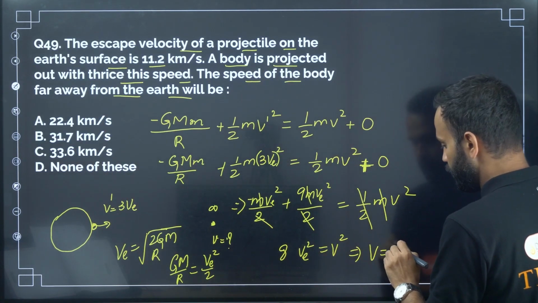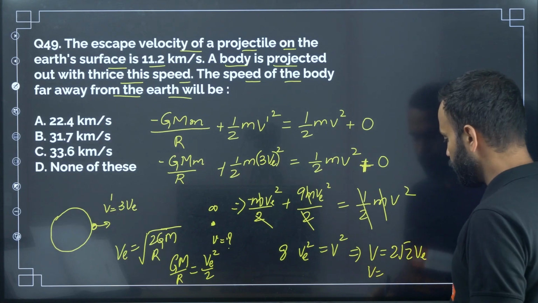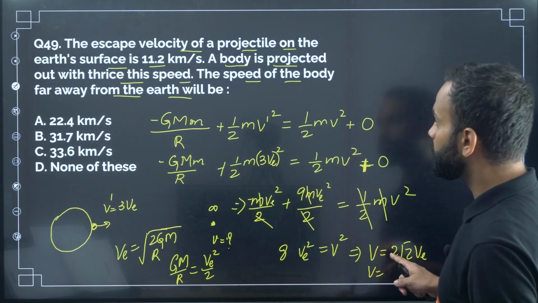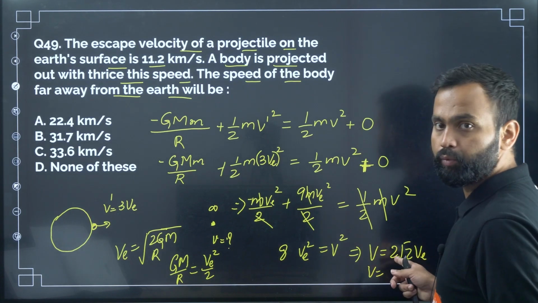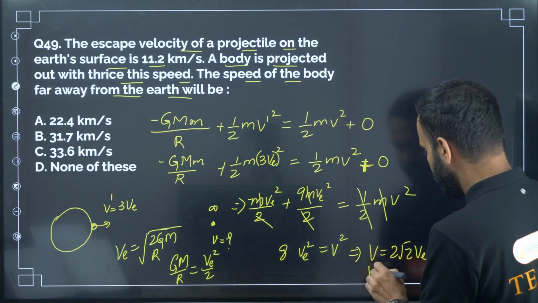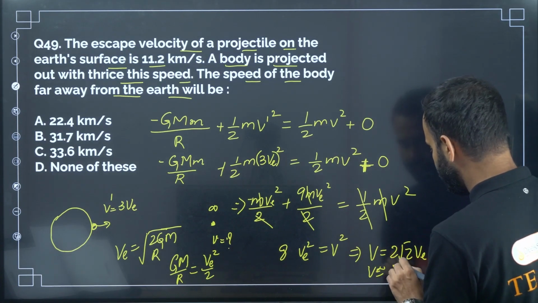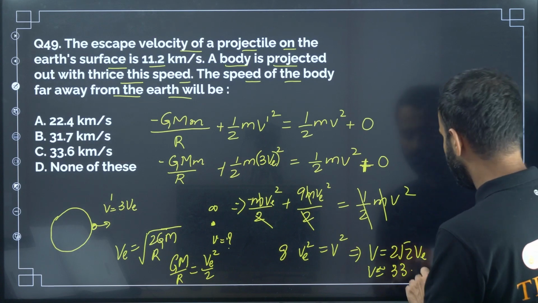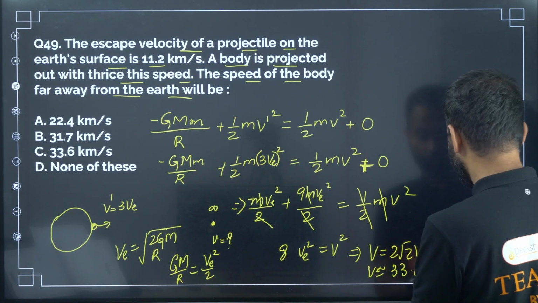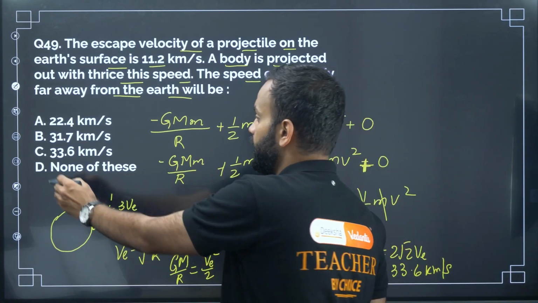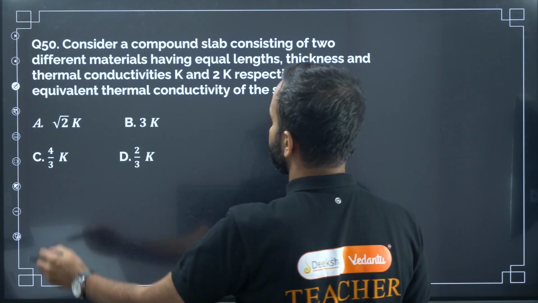So v equal to 2 root 2 ve. So v equal to 2 into root 2 into ve, right? 2 into root 2 is almost 3, isn't it? 2 into root 2 is 1.4, almost equal to 3, right? So v is approximately equal to 33.6 kilometer per second, not hour, per second. So the correct option is C. Okay, yeah.